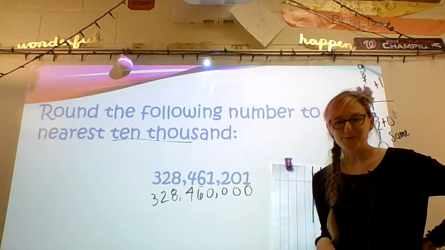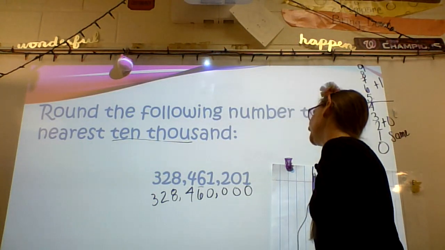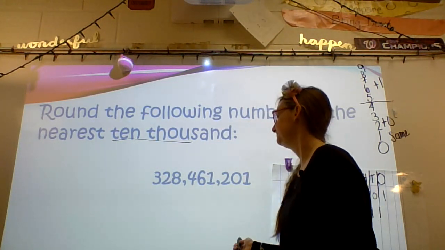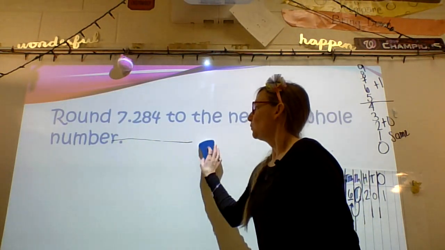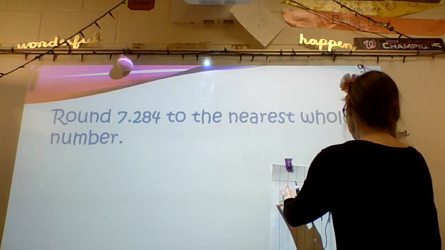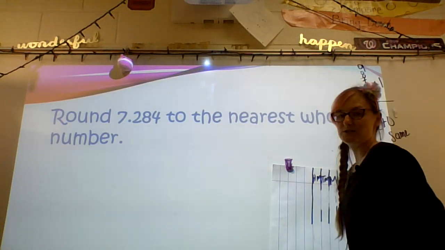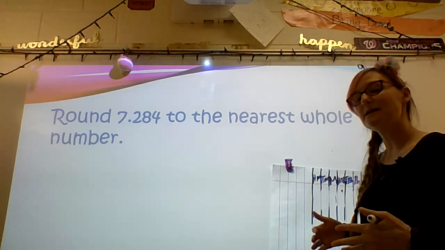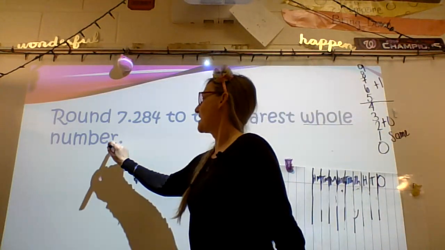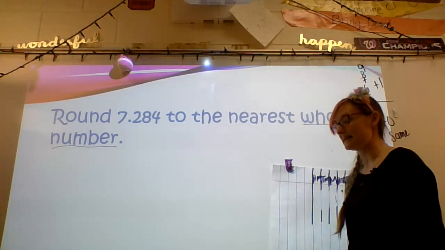Great job with practicing rounding your whole numbers. Now we're going to practice rounding decimal numbers. We're going to have to round this number to the nearest whole number. Now, sometimes it might say to the nearest place value. This time it says whole number. Whenever it says whole number, it always means the ones place.